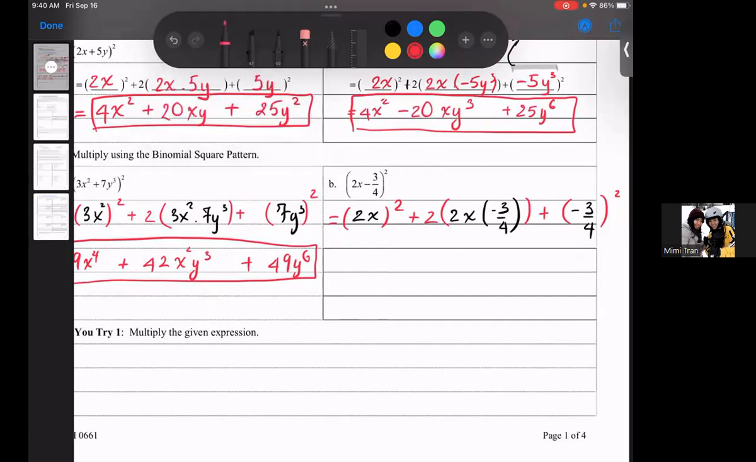2x in parentheses squared, or quantity squared, is 4x squared. And can someone tell me what the last term equals? 9/16. Very good. And then the middle one. Yeah, the 2 and the 2 will cancel the 4 on the bottom, right? 2 times 2 is 4, and then cancel the denominator, which is 4. So minus 3x, right? Minus 3x.